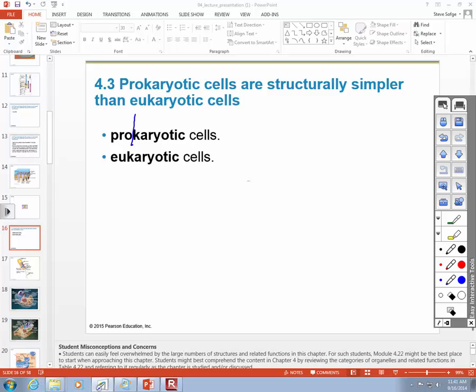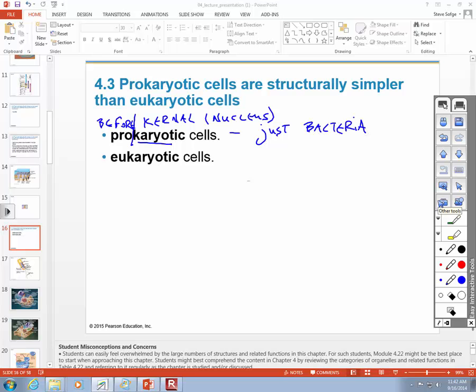Anyway, prokaryotic, the real Latin prefix pro means before, and the suffix karyon, if you put an N instead of a TIC on that, means kernel. That's the term they first used to describe the nucleus of a cell. So these are cells that do not have a nucleus. The only cells that are in this group are bacteria. That's it.